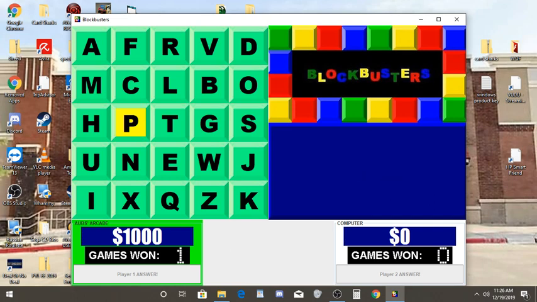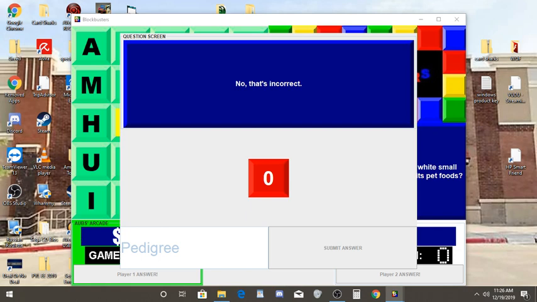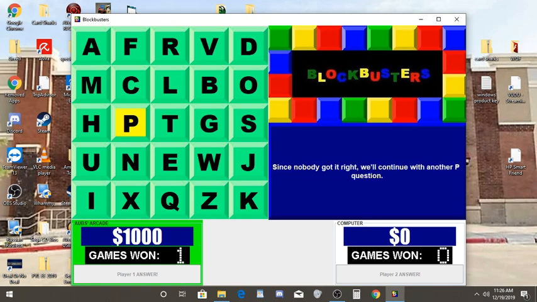What P is the corporation that has a red and white small checkerboard label as its symbol on all its pet foods? Pedigree? That's incorrect. No, not Pedigree. Too late. That's incorrect. I believe it's Purina. Yeah, Purina. The answer always comes to me just after I've realized I got my previous answer wrong.